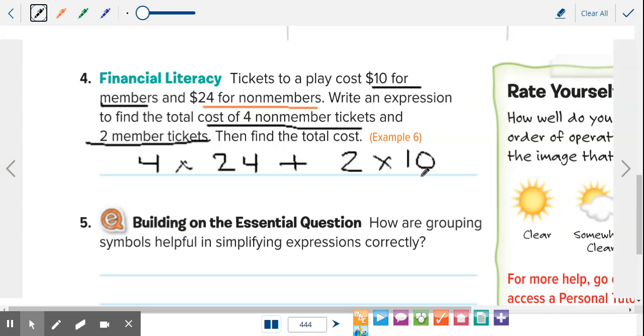So now we just multiply it out, because we have no parentheses. We don't have exponents, but we have multiplication on both sides here. So we got to do 4 times 24. Does anybody know what that is? 96. And since this is multiplication, we can go ahead and do that too. What's 2 times 10? 20. And now we just add it up. So how much is it going to cost altogether? $116.